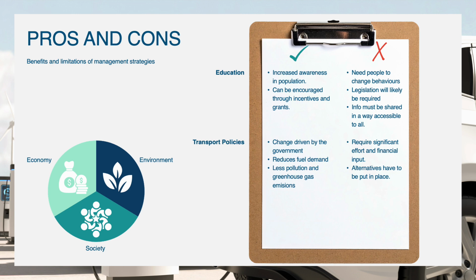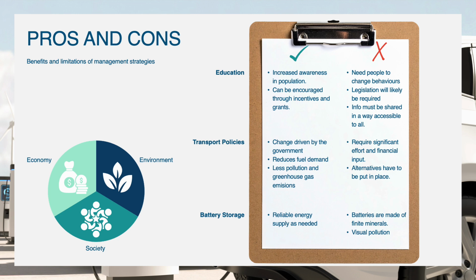These policies, however, require significant effort and financial investment, and alternatives need to be available before people can realistically change their behavior. For example, people can't stop using private cars if public transport is unsafe, unreliable, or unavailable. Some policies may also be unpopular if people see them as inconvenient or expensive.